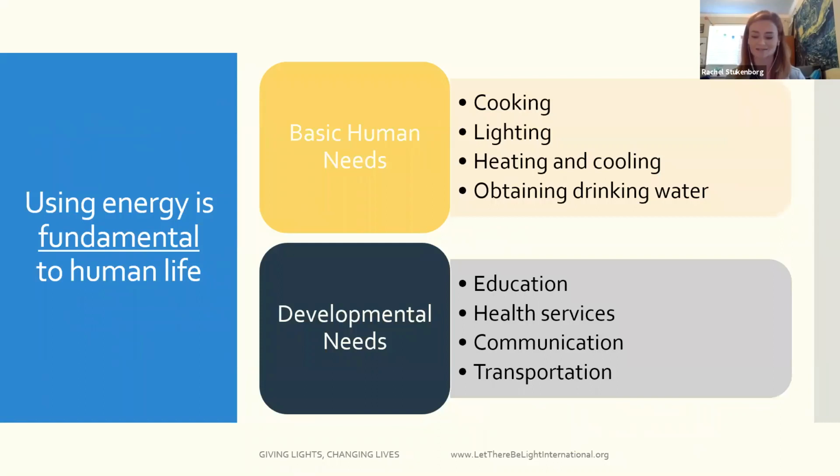So why is it important to have access to clean cooking fuels and electricity? Well, it's because energy is used in everything. It's fundamental to human life. That includes basic human needs like cooking, lighting, heating and cooling, and obtaining drinking water. Everyone is meeting their basic human needs using some form of energy. The difference comes in what type of fuel they're using. Energy is also fundamental to developmental needs like education, health services, communication, and transportation. These services improve as the quality of fuel improves, and some of these needs aren't even available to people, which is needed for computers and internet connectivity.